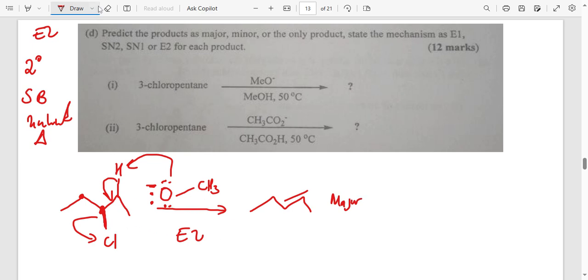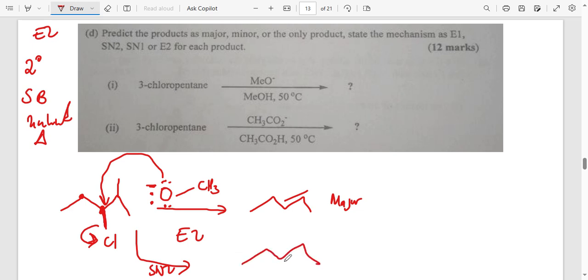The minor product is going to happen by SN2. I'll use the same one. But the minor, which is going by SN2, what will happen is that the same nucleophile will attack from the back. When it attacks from the back, the chlorine is going to leave. So what you'll see is something like this: we no longer have the chlorine there. Instead, we have this oxygen with CH3 bound there. So we end up forming an ether. This is the minor product. Is that okay?